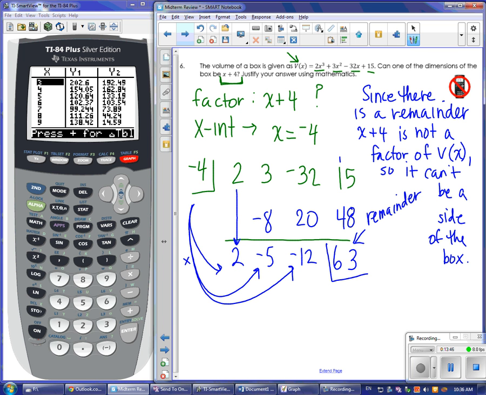If I got 0 as my remainder, which would tell me that there was no remainder, then my answer to this question would be different. That would tell me that x plus 4 does divide evenly into v of x, and therefore it is a factor, and it is, or it could be, the length of one of the sides.